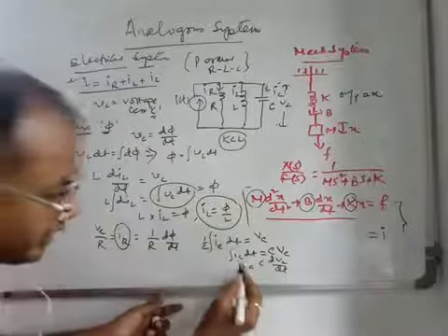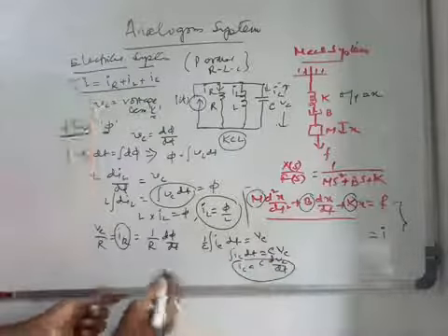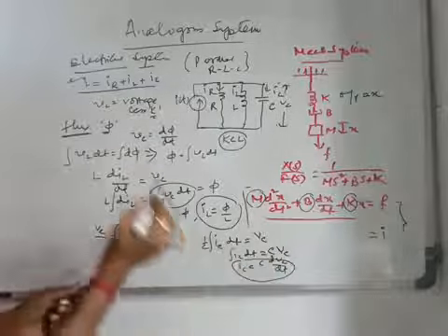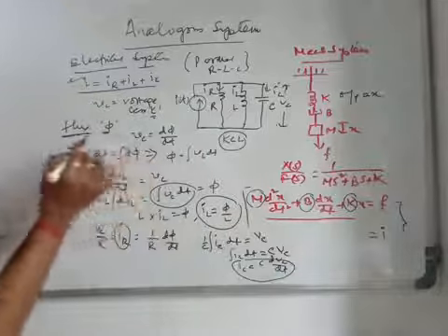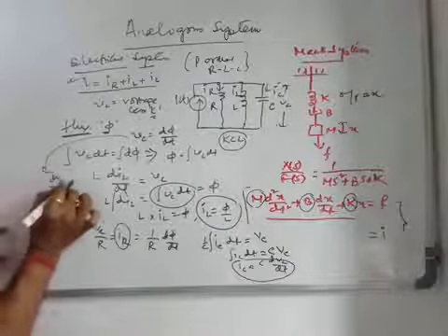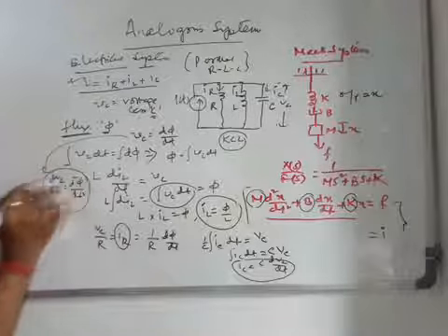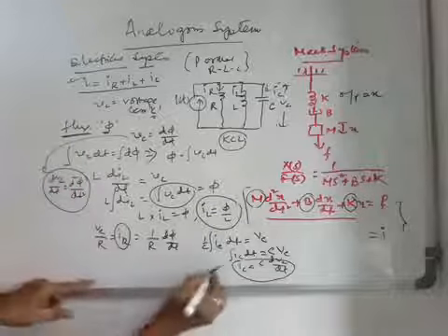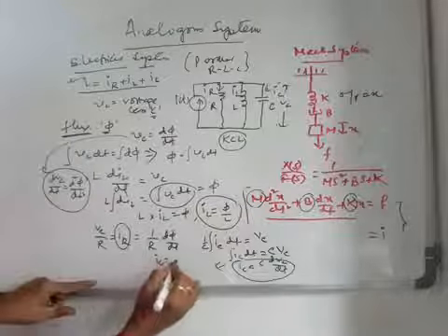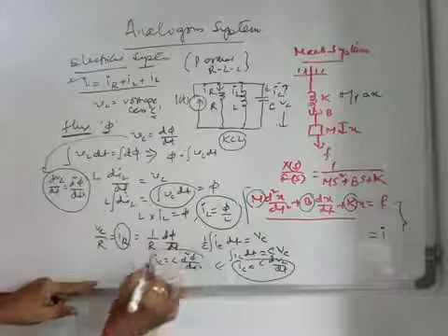So we get IC is equal to C dVC dt. IC can be written in terms of phi. From here we get dVC dt is equal to d2 phi dt square. So IC is equal to C d2 phi dt square.